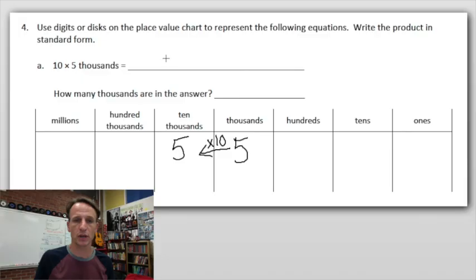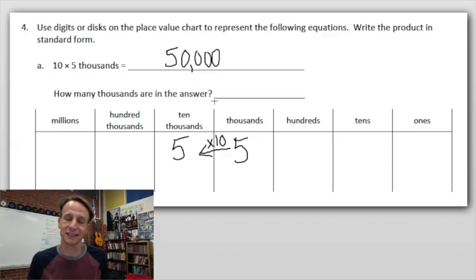So I'm going to write the product in standard form before I go into the next little question. So 5 ten thousands. So 5 in the ten thousands place, 0 thousands, comma, 0 hundreds, 0 tens, 0 ones, and I would read this, of course, as 50,000. And that answers the next question. How many thousands are in the answer? Well, how many thousands are there? 50,000 is our number. There are 50 thousands.